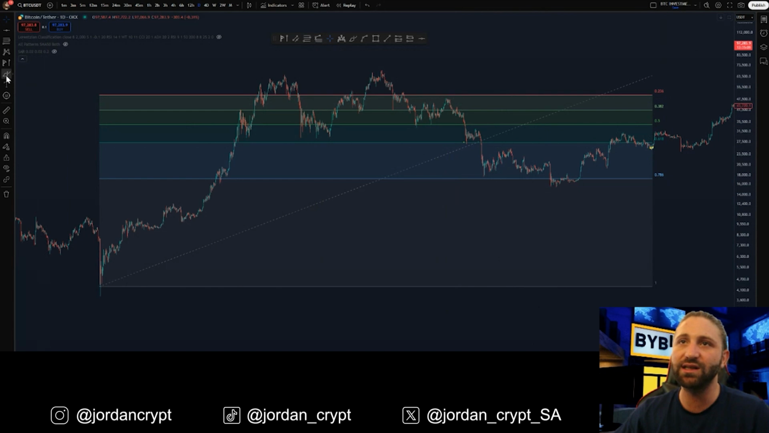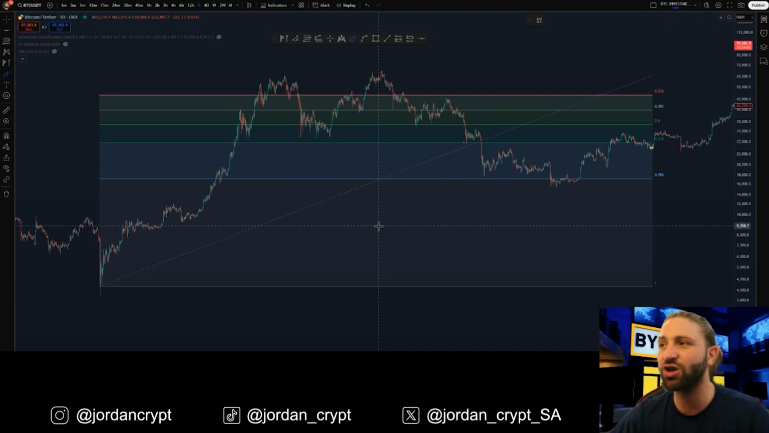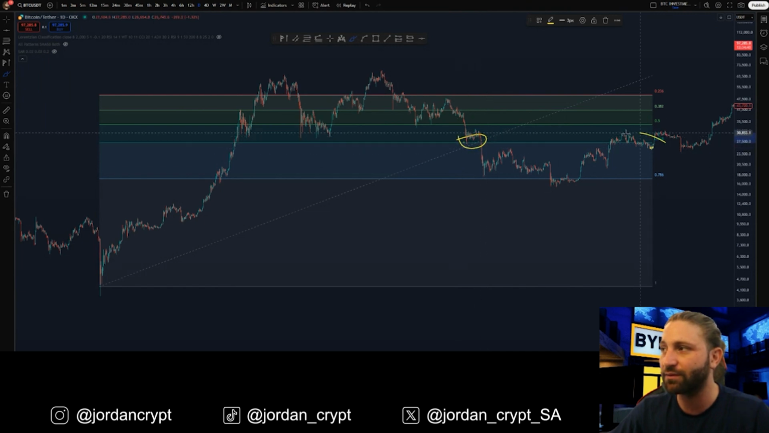And as we can see, these levels are not just significant. These are the levels of human emotion. These are the levels that traders enter at. These are the levels that bots enter at. This is everything. This is what the charts run on. And the most important level that we have is the 0.618 level.